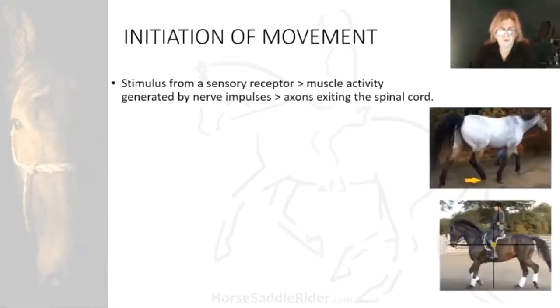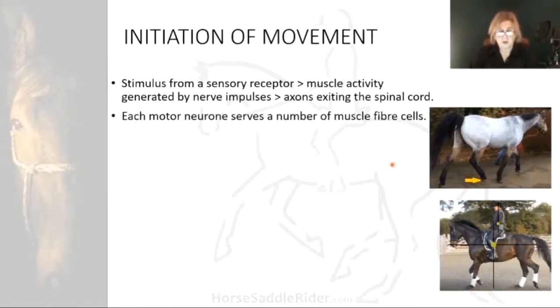So what happens when we start to initiate movement? There is a stimulus from a sensory receptor which generates muscle activity, and that's generated by nerve impulses which are formed from axons exiting the spinal cord. So in order for this horse to take one step forward, it requires muscle activity generated by nerve impulses which exit from the spinal cord.